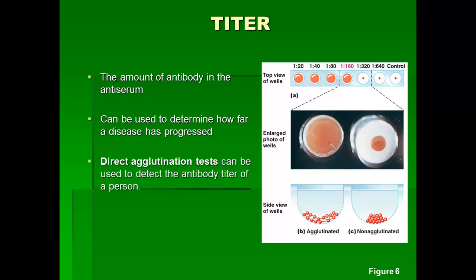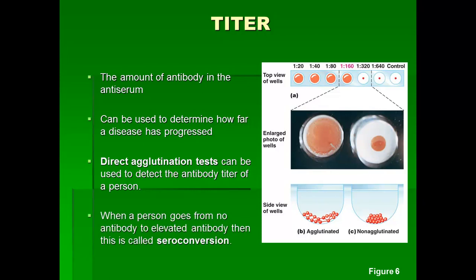Direct agglutination tests can be used to detect the antibody titer of a person. So this is just an example of showing the number of antibodies. And of course, we did something like this in the lab with the staphylococcus test, where we saw a speckled appearance, and this is just a regular drop of blood liquid. That means that it's non-agglutinated versus agglutinated. When a person goes from no antibodies to elevated antibodies, this is called seroconversion.